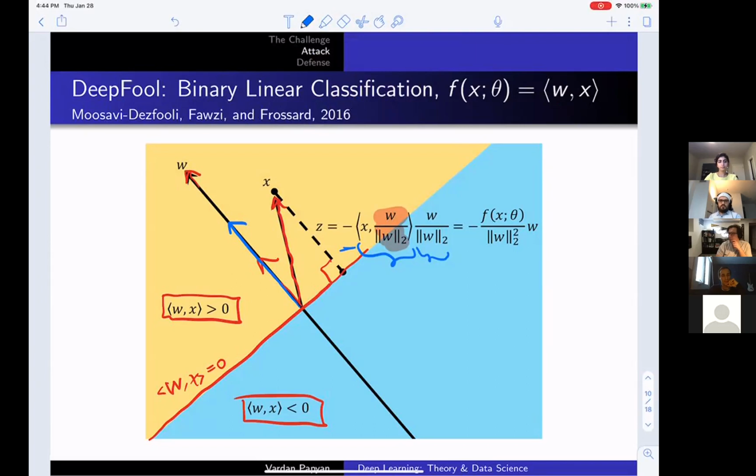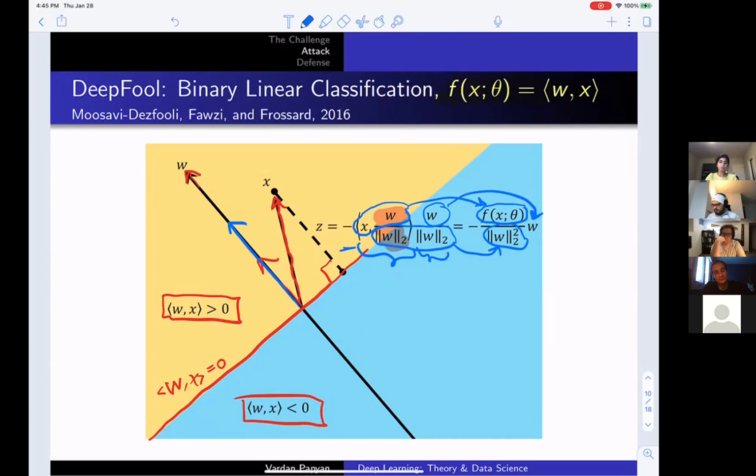Oh, I'll show what happens in a more general direction in a couple of slides. Now, notice that in our case, f of x theta is equal to W inner product with X, right? So here we have, let's highlight this, X inner product with W, which can be written concisely as f of x theta. And you can combine these L2 norms at the denominator to an L2 norm squared, and you can just copy the W here, right?